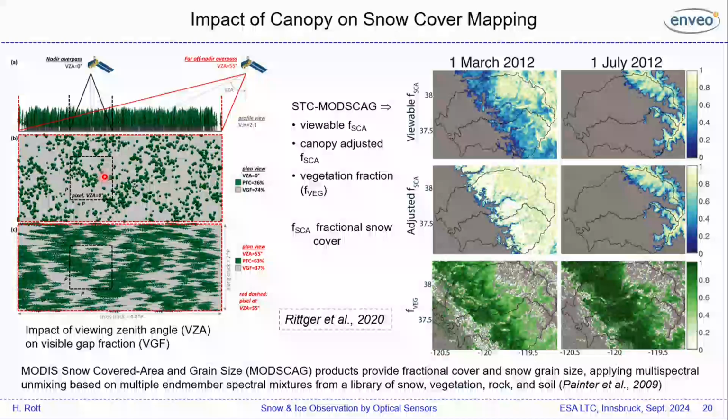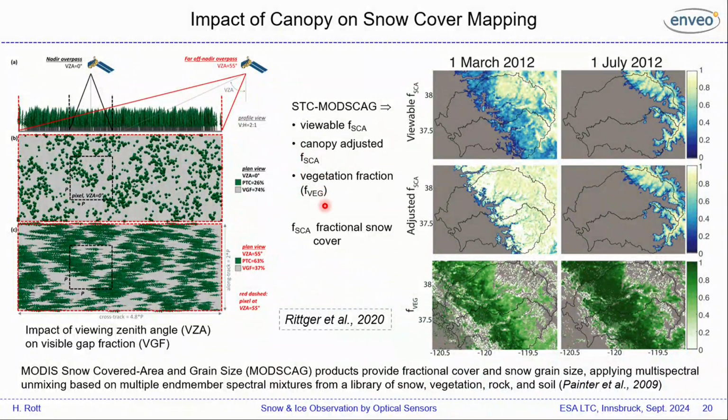This is from vertical, and here you have a gap fraction, which means you see the snow 74%, and here it's oblique. You have an angle of 55 degrees, and here you see only 37%. Again, you cannot use the same parameters to retrieve this snow cover.